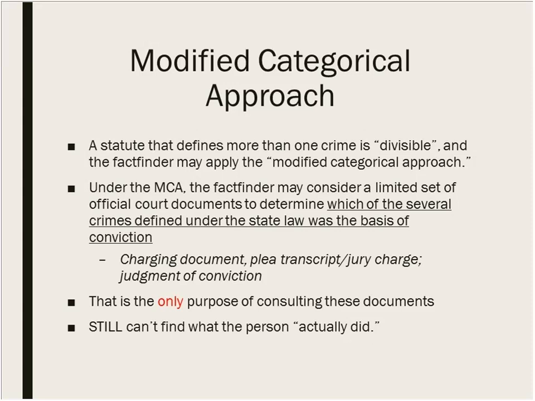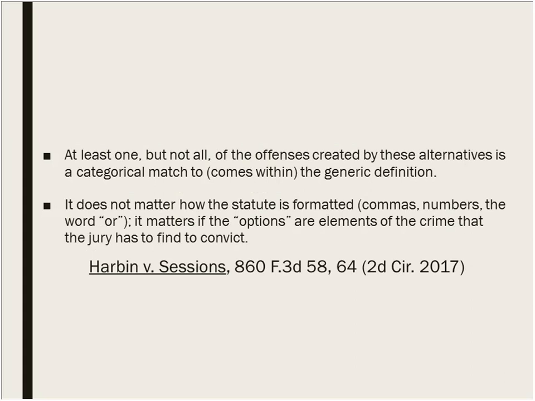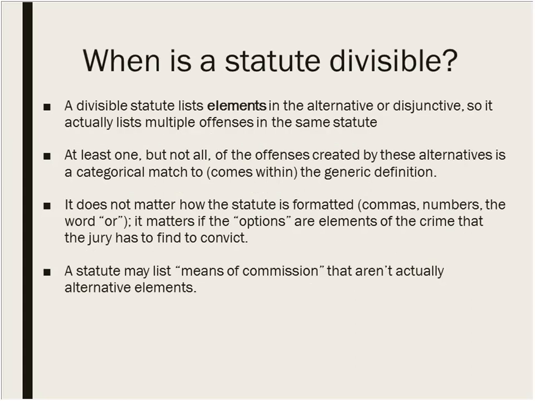And so you may need to be the one that's saying, I cannot give you that document, or you can only look at this document for a purpose. You cannot look at it to see what my client allegedly actually did, because that is not what's contained in this document. Right? We recently got a great decision in the Second Circuit, and other circuits have similar decisions, explaining that the modified categorical approach allows you to look at certain materials that reveal which of the statute's separate offenses served as the basis for the conviction. That's all we're looking at. Okay, Harbin is a great drug mismatch decision that we got recently.